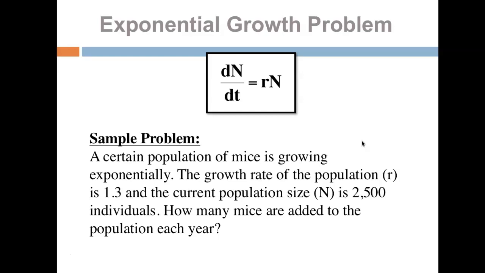All right? And so what you would do to get the total population size is then add that to the original 2,500. All right, so just to kind of re-say what I just said, if it's exponential, you're going to use this formula. Plug in for r, plug in for N, and you get 3,250. That means 3,250 mice are being added in that first year.